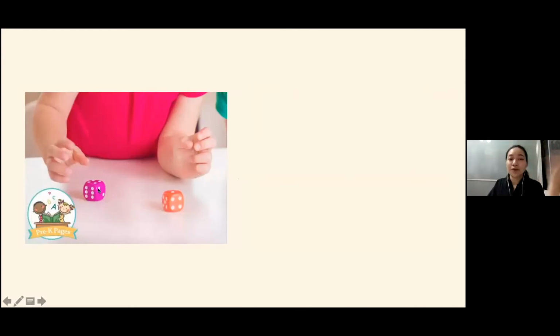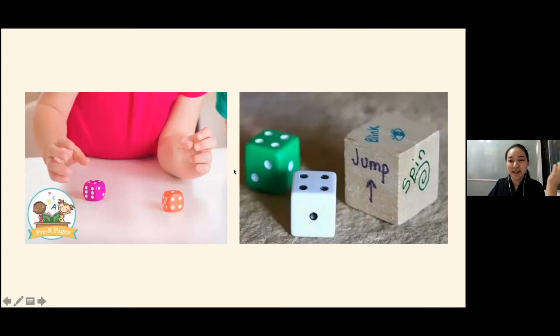And also, you can buy some dice for them to play in the class, or you can put the dice and then ask them to count and do the action. So 4 and 4, how many? 8. So jump 8 times, something like that.